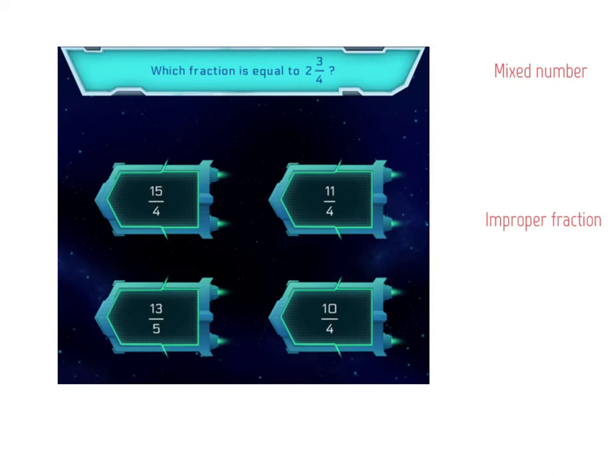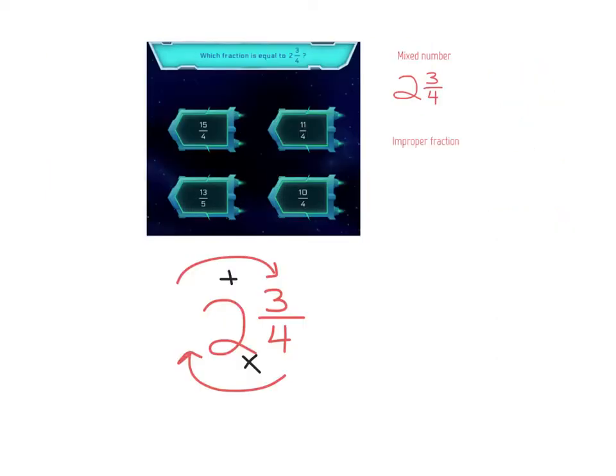Which fraction is equal to 2 3/4? Well, that's our mixed number. It's 2 3/4 is the mixed. How do we change that to an improper fraction? Well, we've got some choices here, but I'm going to show you the strategy one more time. Mathematically, we would take the denominator 4, multiply it by 2. That produces an 8, plus 3 more makes an 11. So this would be equal to 11/4, our improper fraction here.